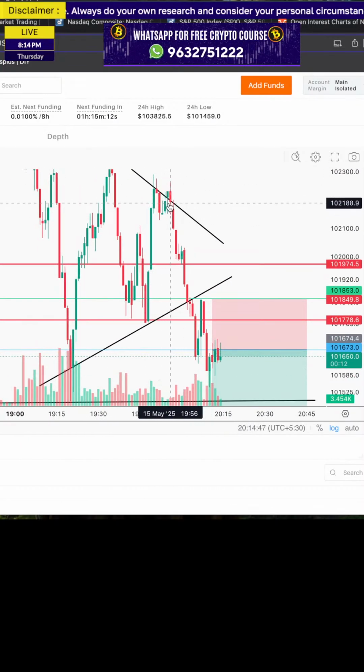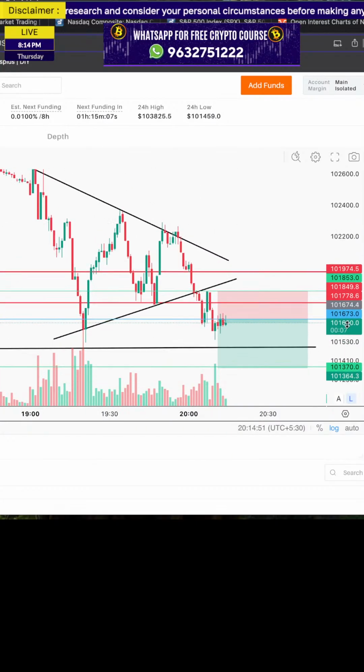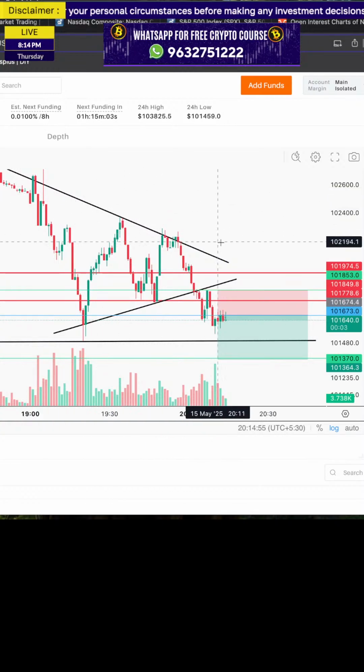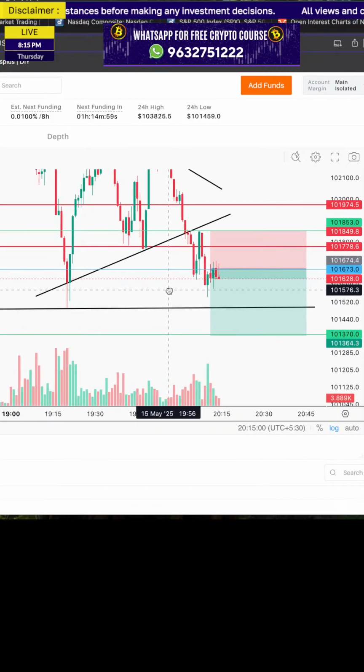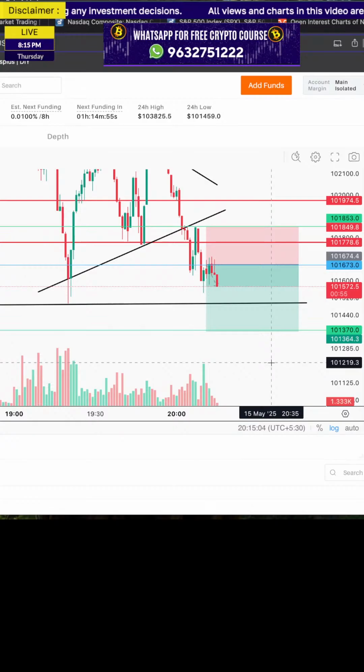Here one miscalculation I did, I think. Where is that? Yeah, somewhere here one miscalculation I did. That is what created a little bit of a problem. The rest of the trading setup and all is fine by me.